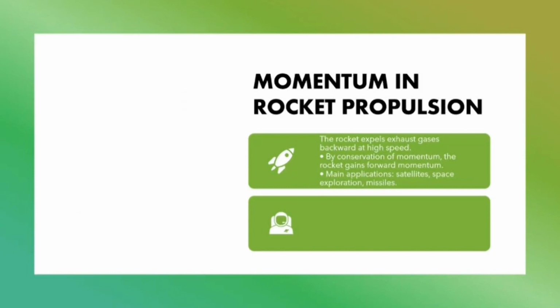Now is the momentum in rocket propulsion. Rocket propulsion provides an exciting real-world application of momentum conservation. As the rocket expels gases backward at high speed, the rocket itself is pushed forward. This process explains why rockets can accelerate in space, where there is no air. It's all about pushing mass one way to gain momentum in the opposite direction.